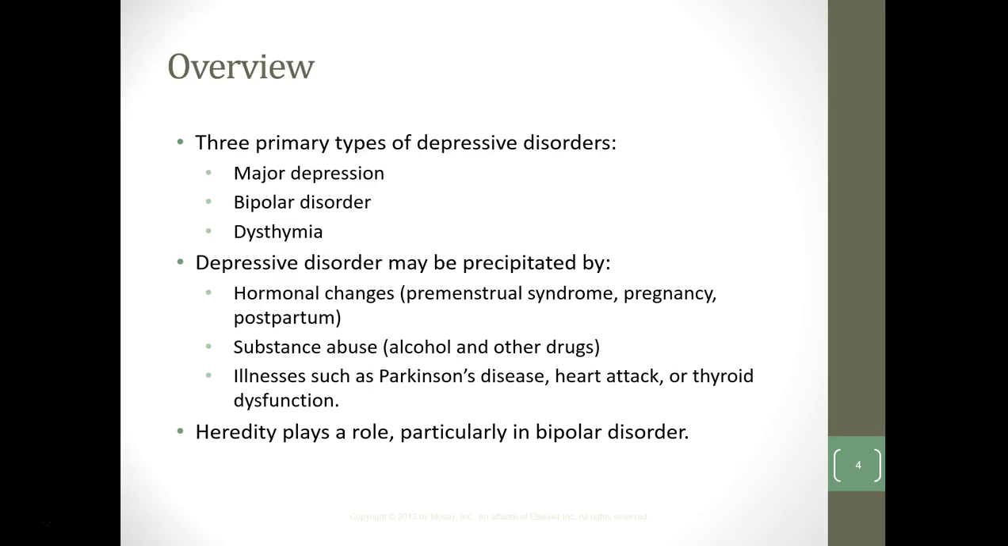So for an overview of the description of depression, this chapter talks about the treatment of depression. There are three primary types of depressive disorders: major depression, bipolar disorder, and dysthymia. I practiced that one about 50 times, and of course on tape, I bugger it up.